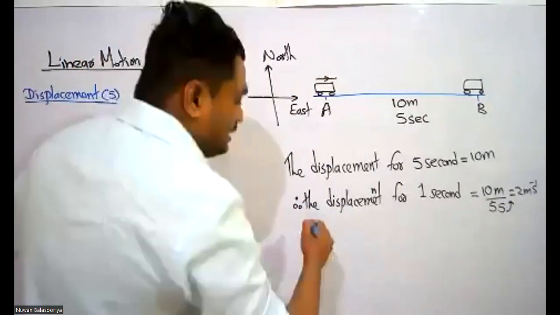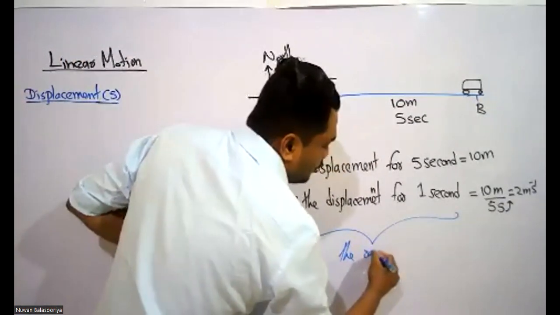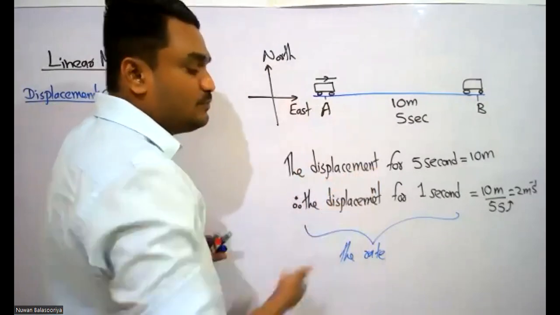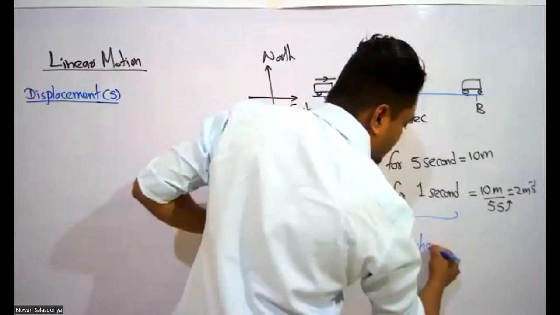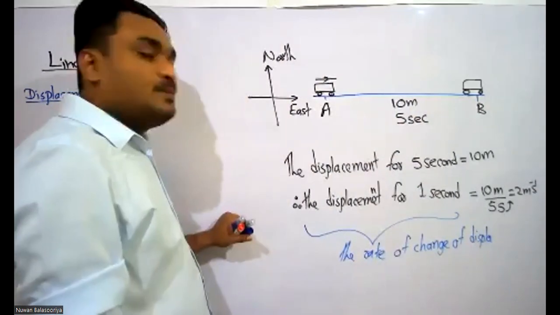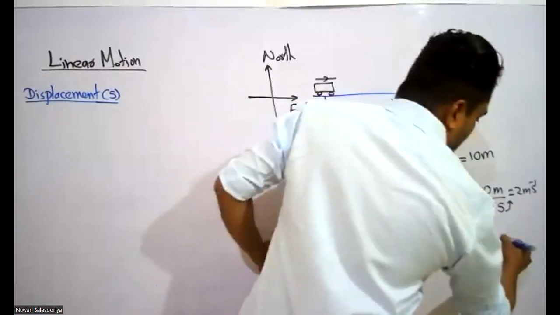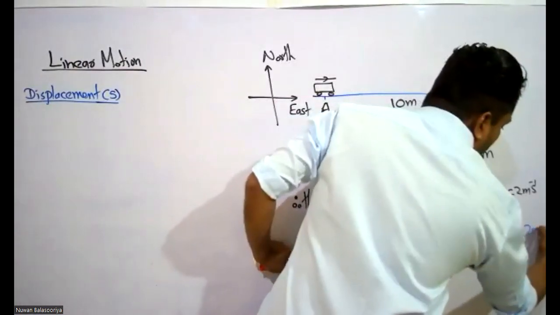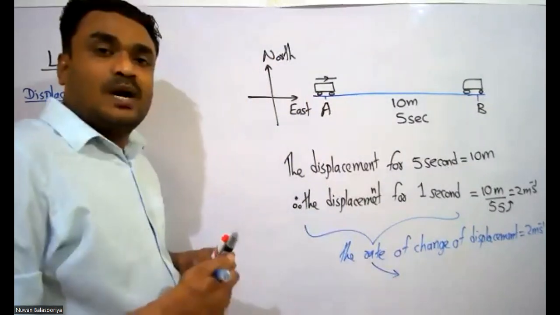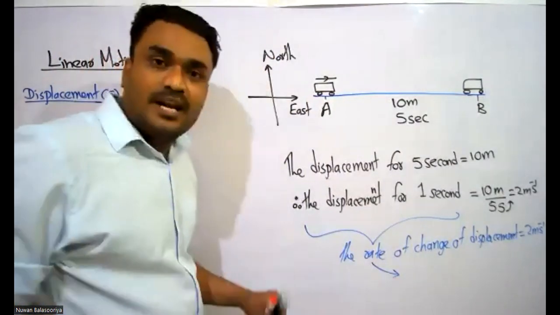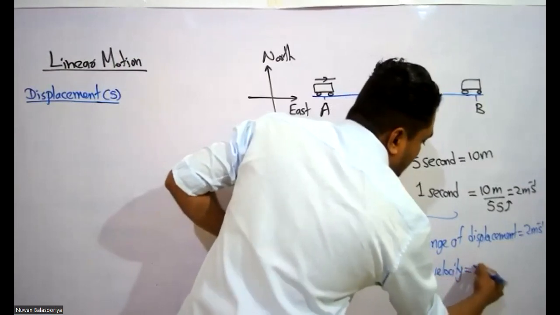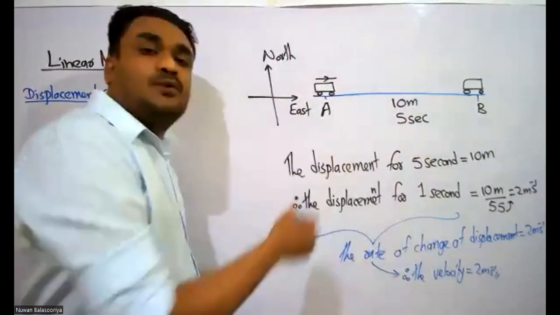Something for 1 second is said to be the rate. So the displacement for 1 second is said to be the rate of change of displacement. So the rate of change of displacement is 2, unit is meter per second. Somebody please tell me, what is the rate of change of displacement? Velocity. Very good. Excellent. So therefore the velocity is 2 meter per second.